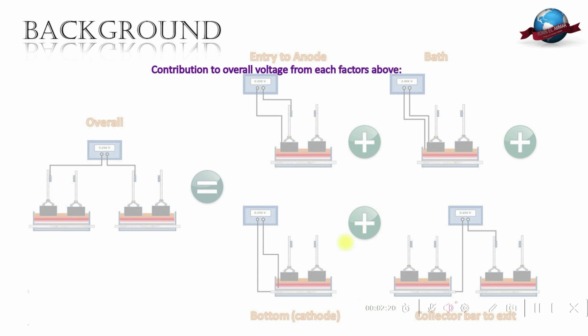Contribution to overall voltage from each factor above: Bath equals 80.20%. Anode equals 5.82%. Cathode equals 8.15%. Exit equals 5.82%.